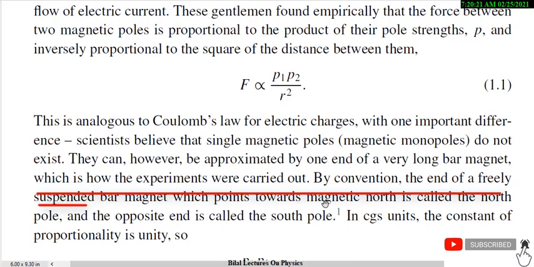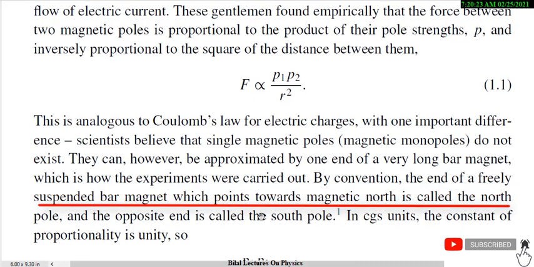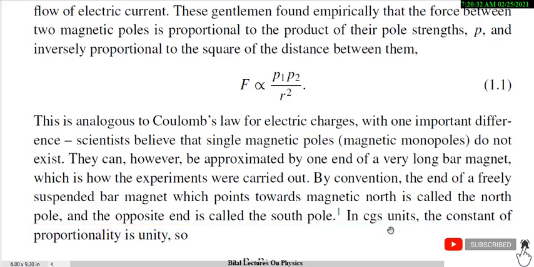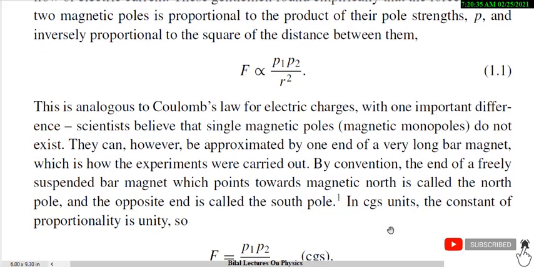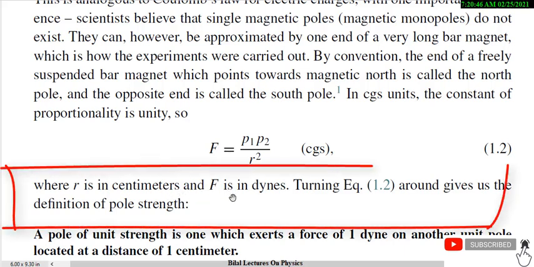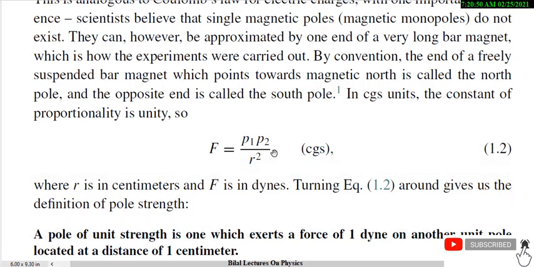By convention, the end of a freely suspended bar magnet which points towards magnetic north is called the north pole, and the opposite one is called the south pole. In CGS units, the constant of proportionality will be equal to one, and we will put a constant of proportionality later. Here R is in centimeters, and F is in dynes. This equation 1.2 gives us the definition of pole strength.